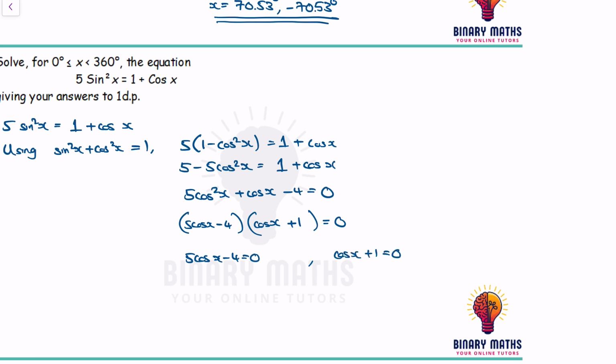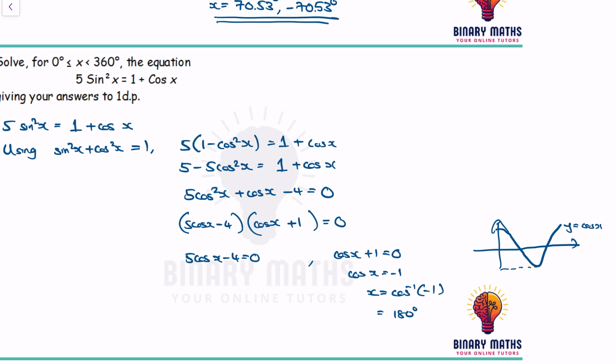So let's do the easier one first. cos x is equal to negative 1. x is equal to inverse cos of negative 1, which is equal to 180 degrees. If you think of the cos graph, only from 0 to 360, y equals cos x, there's only one point where it is equal to minus 1, which is at 180 degrees. So that's the only solution for that equation.